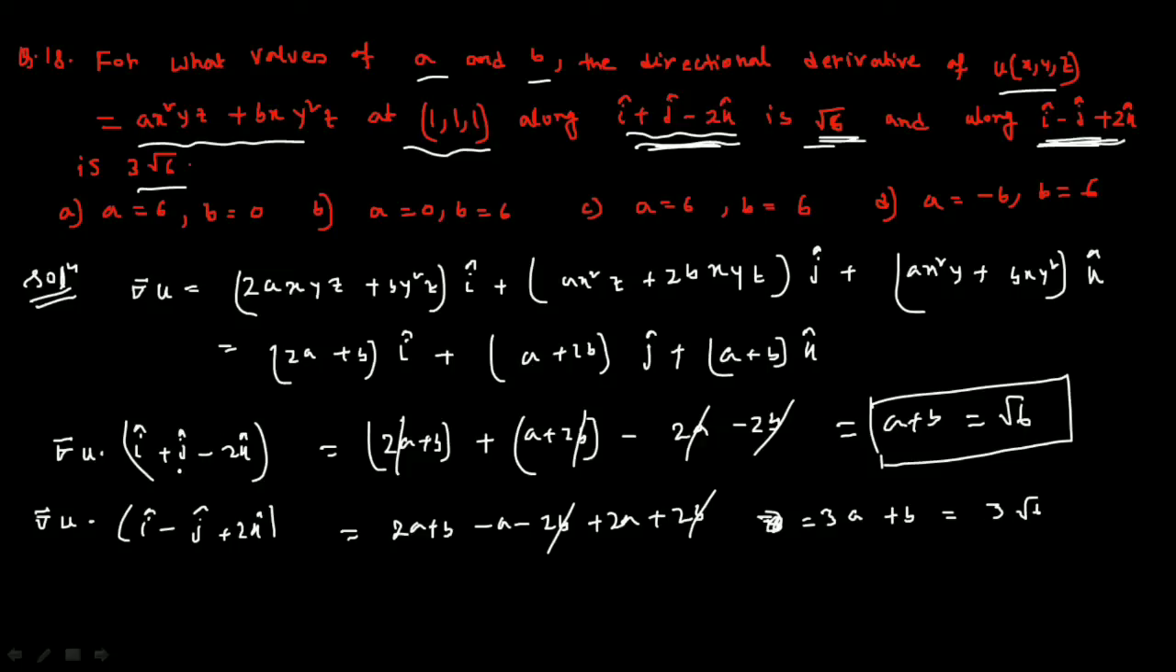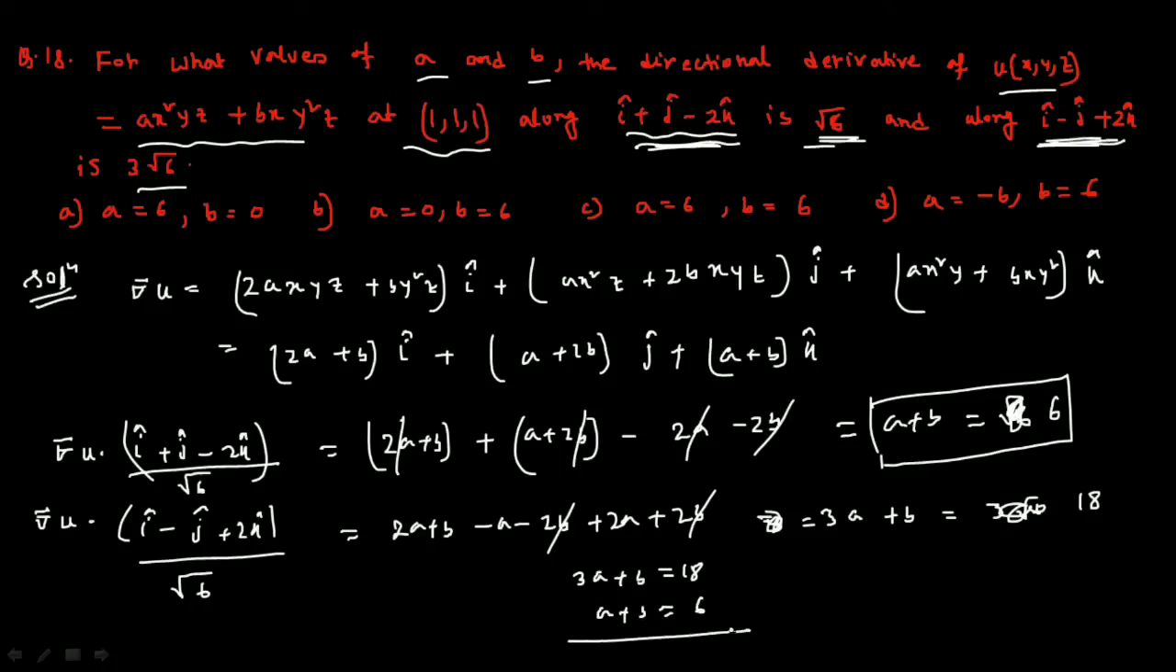But one mistake is there because we did not find the unit vector. So for the unit vector it will be divided by root 6, because the magnitude of this vector is root 6. So root 6 times root 6 will be 6, and it will be 3 into 6, that will be 18. So we have two equations. One is 3a plus b is equal to 18, and another is a plus b is equal to 6. If you subtract, you will get 2a is equal to 12, that means a is equal to 6. So when a is equal to 6, obviously b will be 0.